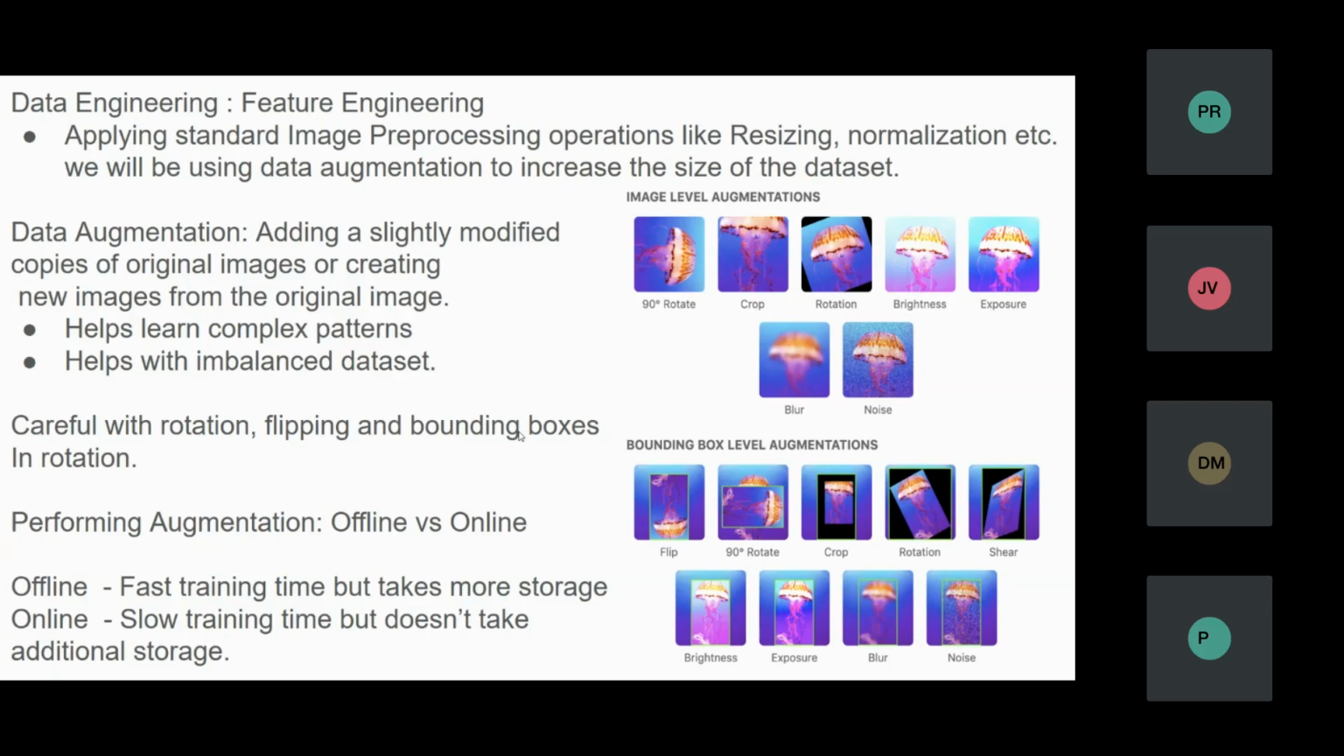In online data augmentation, we collect the images from the user's end, and only when a useful image is collected from the user do we use that particular image for training the model. That is why there is slow training time in online, but it doesn't take additional storage as well.